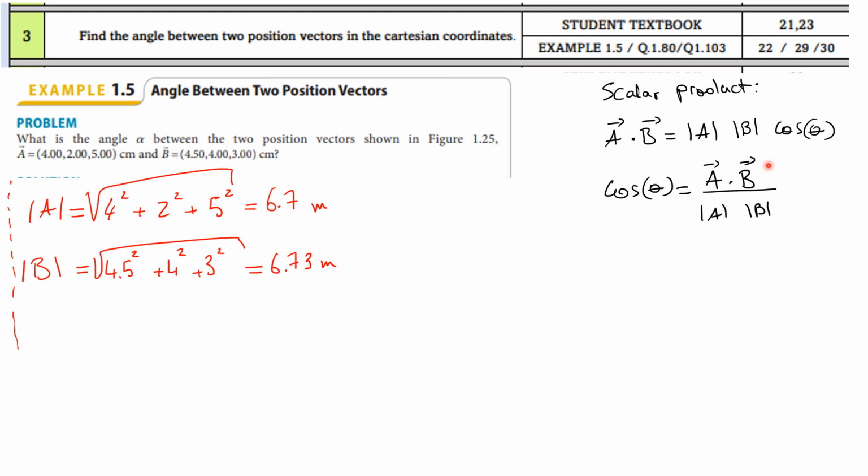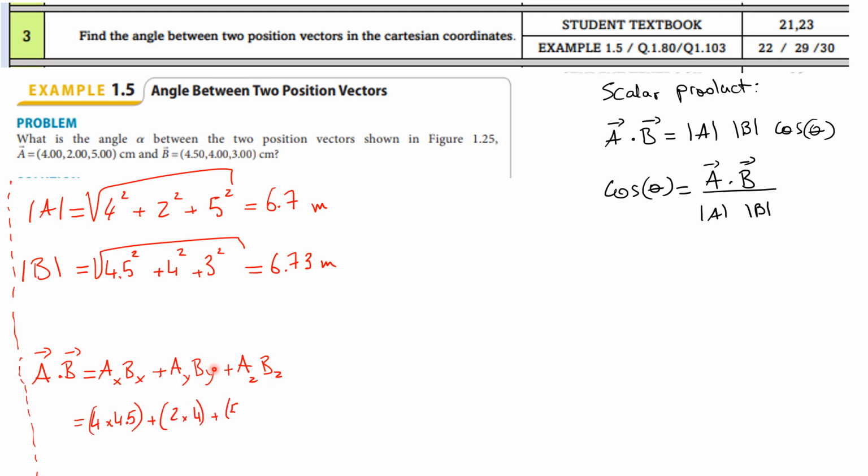So we still have something to do. Okay, we're not finished yet. We have to calculate A dot B. So how to do that? There is an equation for this. A dot B equals AX BX plus AY BY plus AZ BZ. Okay, so that's how we calculate the product of 2 vectors.